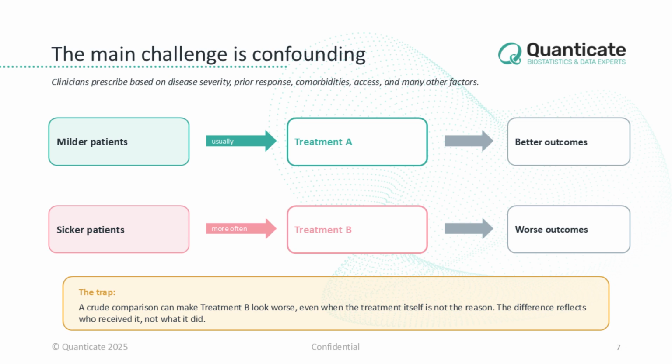The main analytical challenge is bias. Clinicians prescribe based on disease severity, prior response, comorbidities, access, and many other factors. If one treatment is more often given to sicker patients, a crude comparison may make that treatment look worse, even when the treatment itself is not the reason.